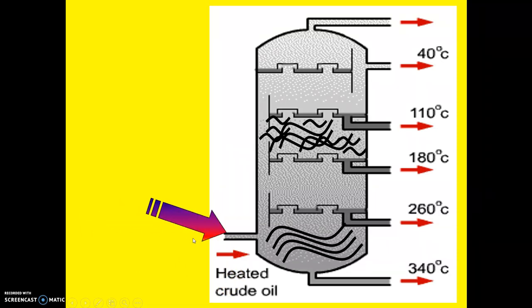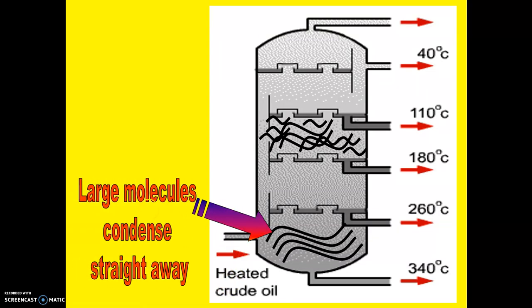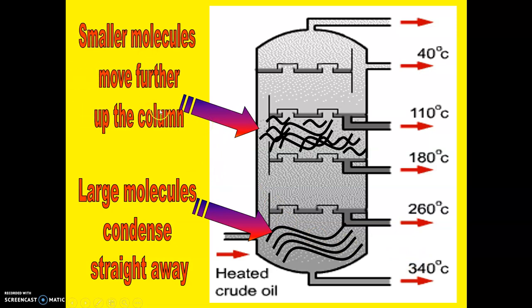It then is separated out, so the large molecules condense straight away and turn into a liquid. They're cooled down into a liquid at 340 degrees, so the larger molecules. But then the smaller hydrocarbons move further up the column and are separated out at a lower temperature. Because they are smaller molecules, they don't take as much temperature energy to turn into liquids.